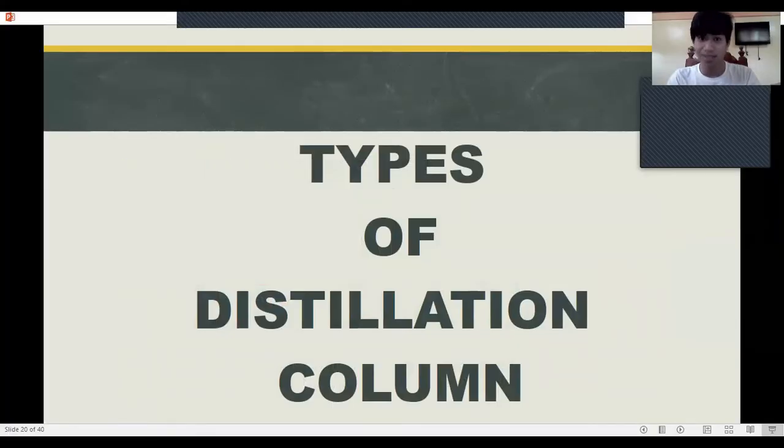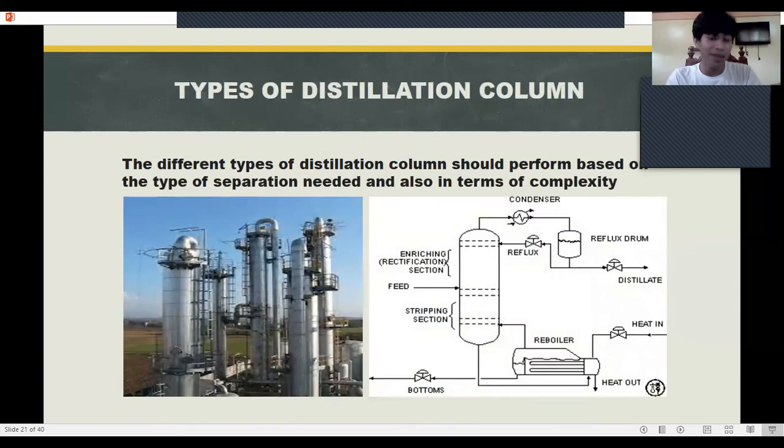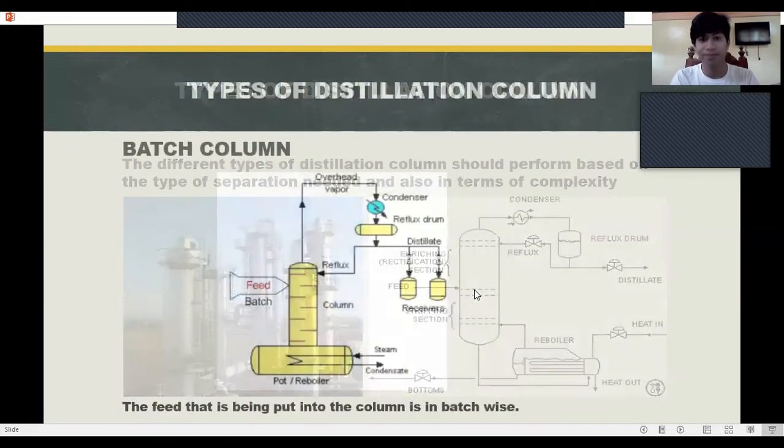Next, I will discuss the types of distillation column. Types of distillation column should be chosen based on the type of separation needed and also in terms of complexity. This is an example of a distillation column, a set of distillation columns, and it's a sample diagram.